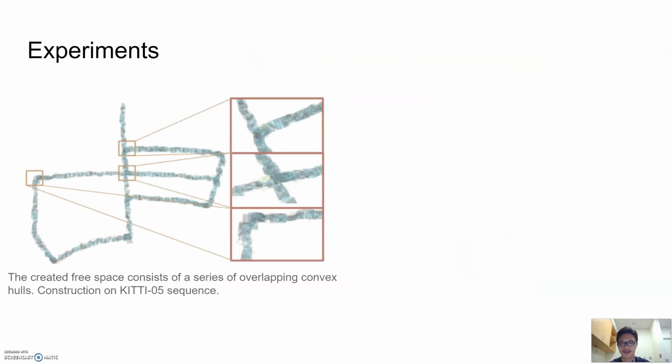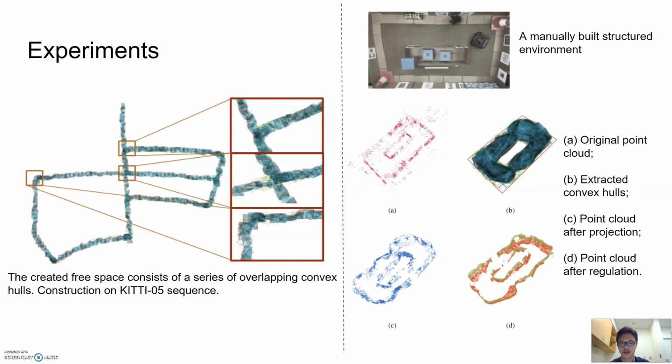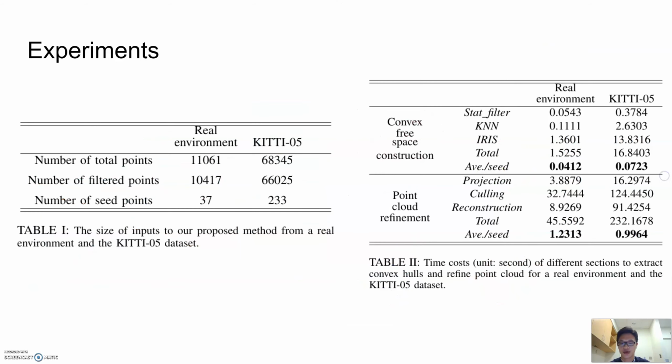We also test our method on a public dataset, the KITTI sequence, and in a manually built structured environment. Here we show the construction results in both cases. We also care about the time performance of our proposed method, and we collected data of our method for the real built environment indicated. Table 1 shows the size of the inputs to our proposed method, and table 2 shows the time costs of different sections. We can see that the average time spent for one convex hull is low, such that our proposed method is able to be used in real time.